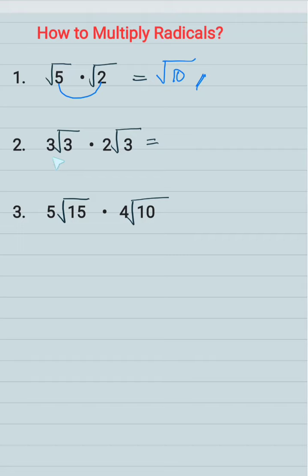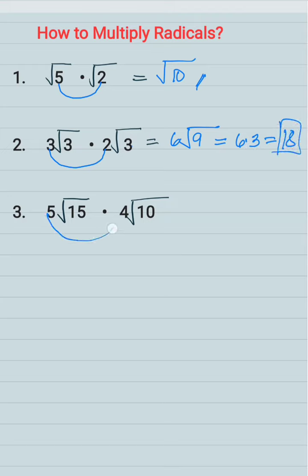Now here, multiply first the numbers outside. So 3 times 2, that is equal to 6. And then the radicands. So 3 times 3, that is equal to 9. So what is now square root of 9? That is 3. So you can bring that outside the radical sign. So 6 times 3 is equal to 18.